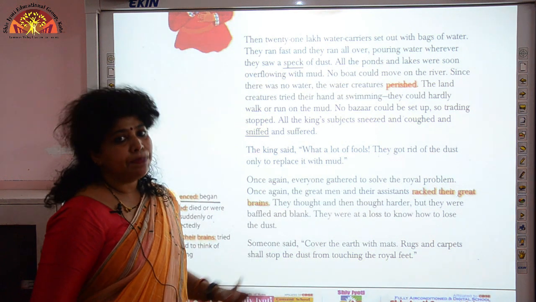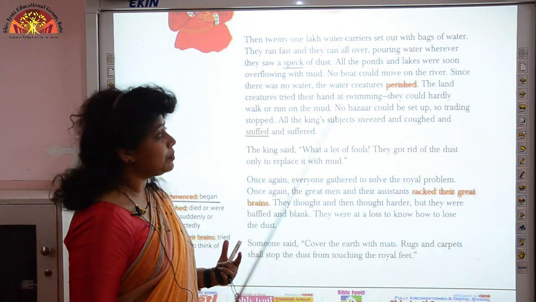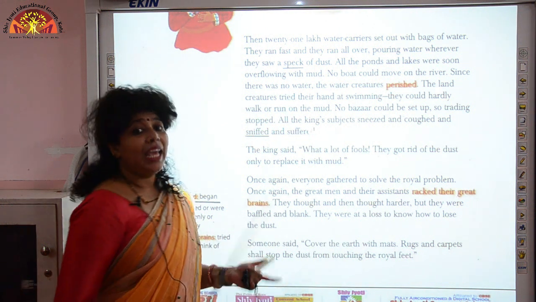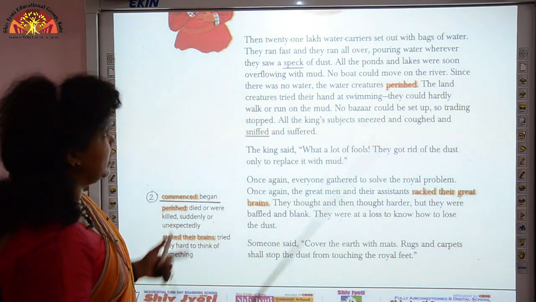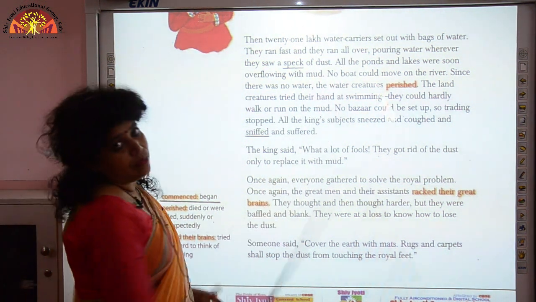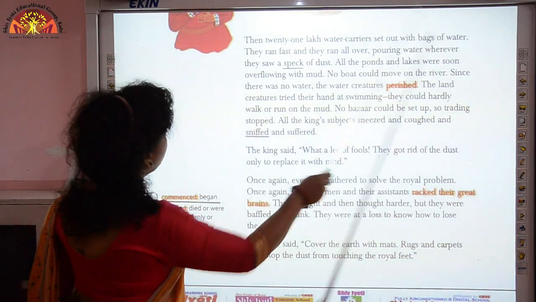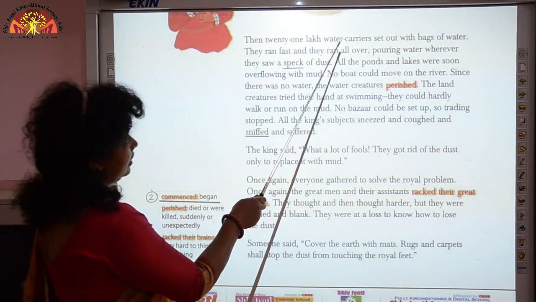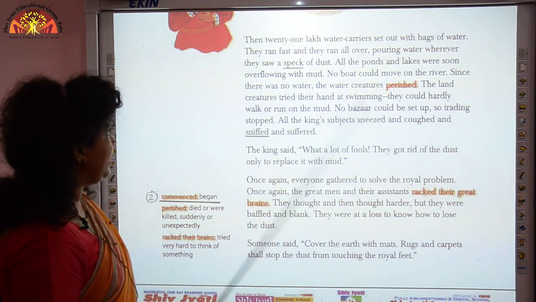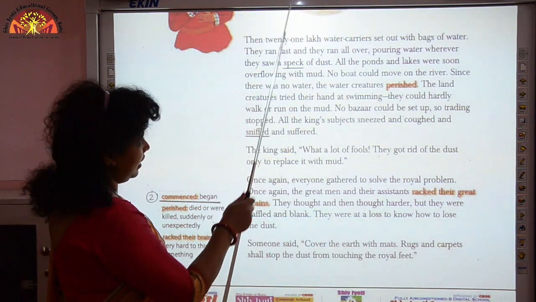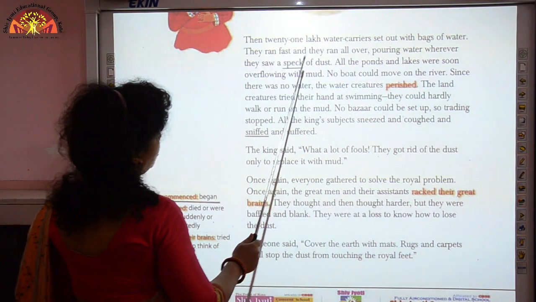Now that this plan failed miserably, another plan was made. What was the next plan? The wise men planned that now we will clean the kingdom with water. So water carriers were ordered to clean the entire kingdom with bags of water. So how many water carriers were appointed? 21 lakh water carriers were appointed. They ran fast and they ran all over, pouring water whenever they saw a speck of dust.